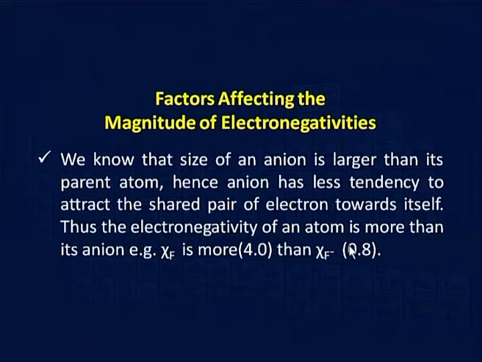Similarly, as I have already said, the size of an anion is larger than its parent atom. So, in the case of anions, the tendency to attract the shared pair of electrons decreases with increase in size of the anion. For example, the size of a fluorine atom is smaller than its fluoride ion. Therefore, the electronegativity of the fluorine atom is 4, whereas that of the fluoride ion is only 0.8. Because in the case of the fluoride ion, size is increased, and due to the increase in size, the tendency to attract the shared pair of electrons decreases. Therefore, in the case of anions, the value of electronegativity decreases with increase in charge.